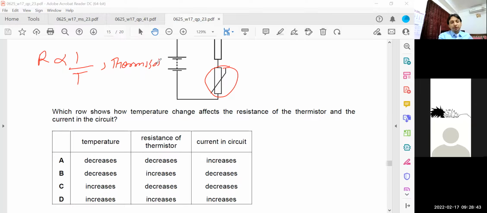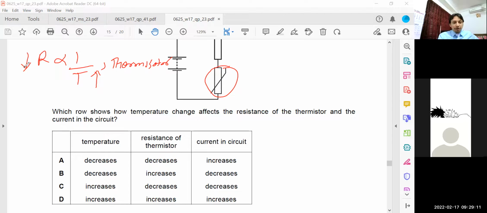You have to remember this. If you don't know, please remember: resistance is inversely proportional to temperature in a thermistor. In case of a conductor, metals, resistance is proportional to the temperature. But for a thermistor, it is inversely proportional to the temperature. So if the temperature increases, then the resistance will decrease, and if the resistance is decreasing, the current will increase.